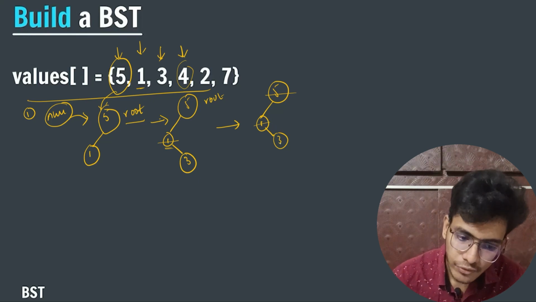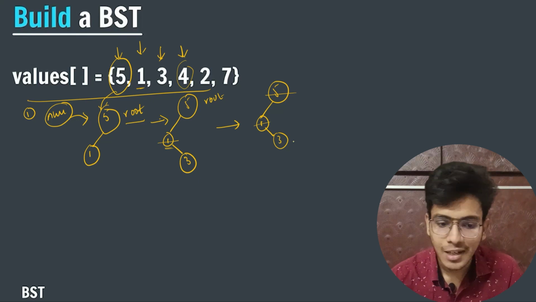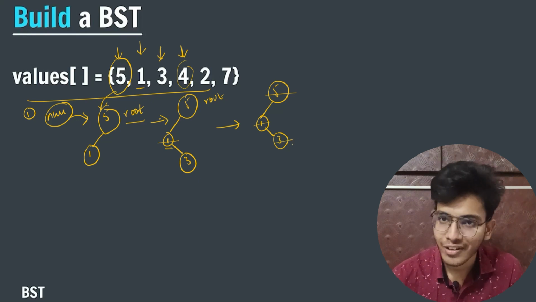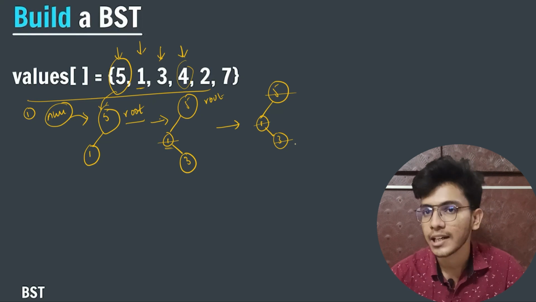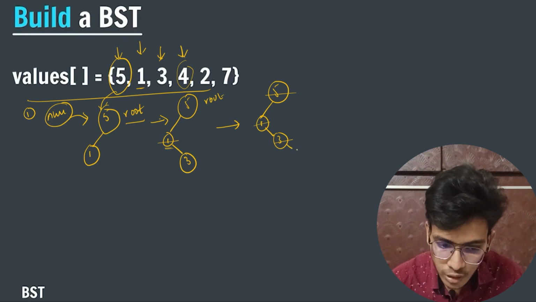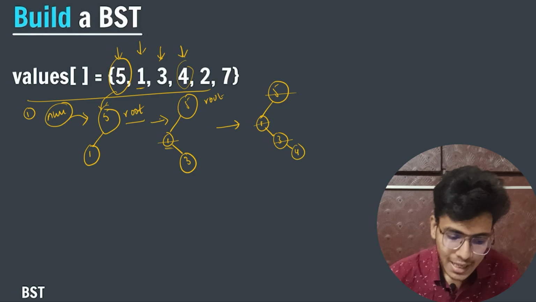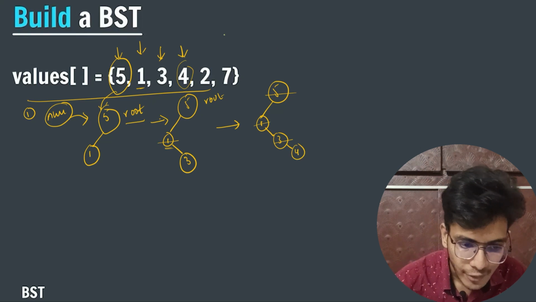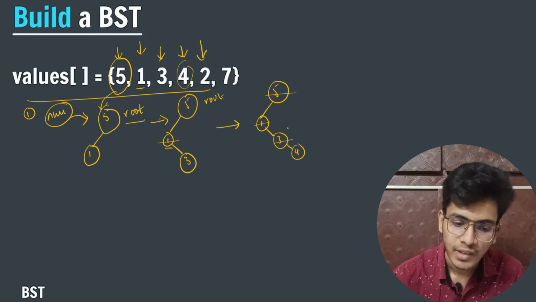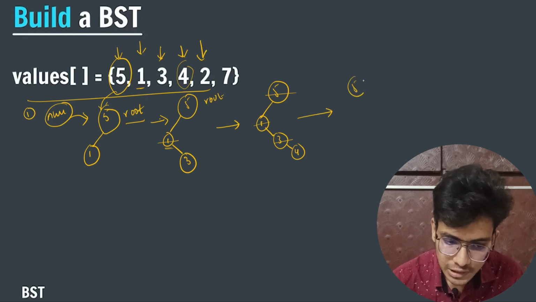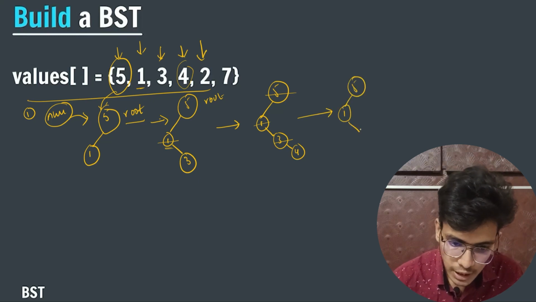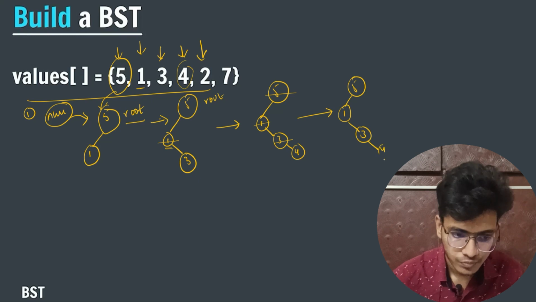Now here you can see that 4 is again greater than my third node. If I consider the third node as a root, it is greater. So I will add 4 on the right side of 3. After that I will iterate through my next element. Now my tree will look like this: 1, 3 and 4.